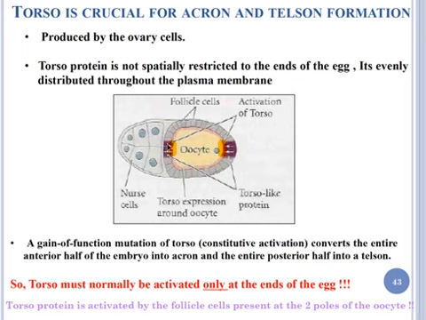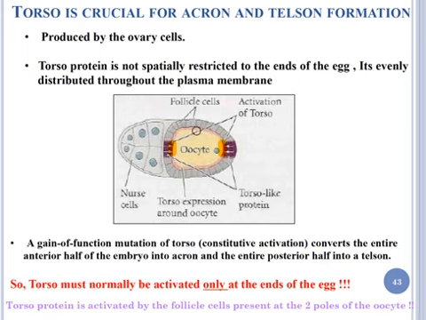They induce a constitutive activation of torso, and this activation of torso was able to convert the anterior half into acron and the posterior half into telson. It means if we activate torso right here and torso right here, we are able to make acron and telson.